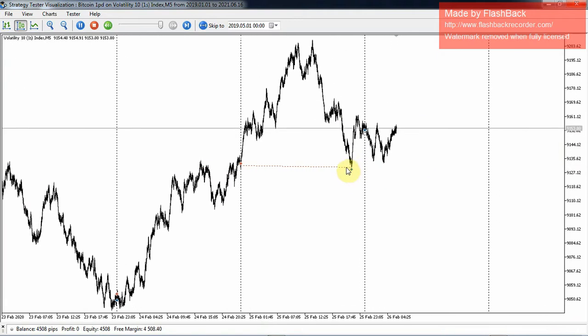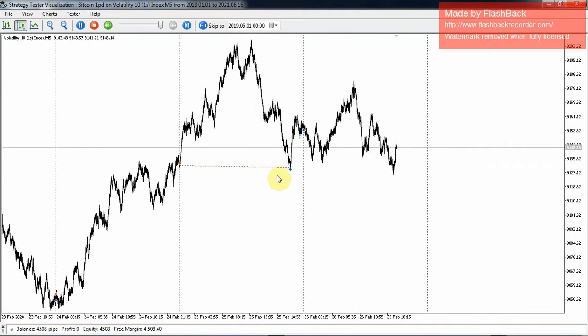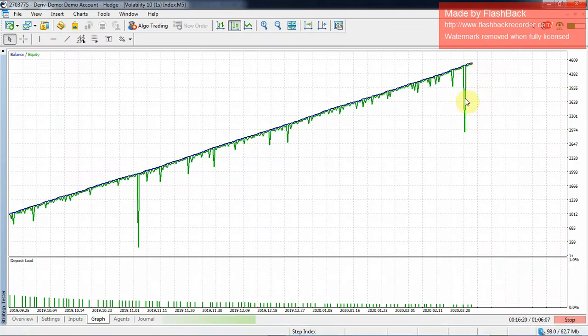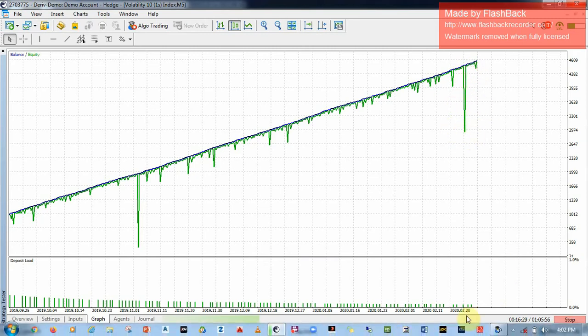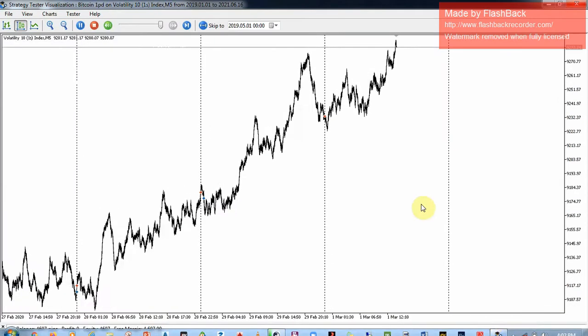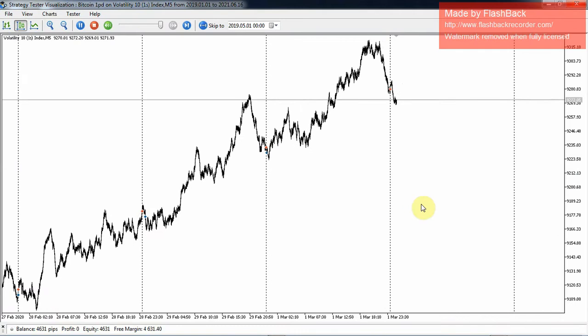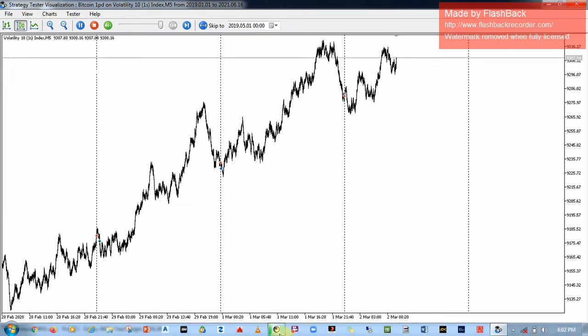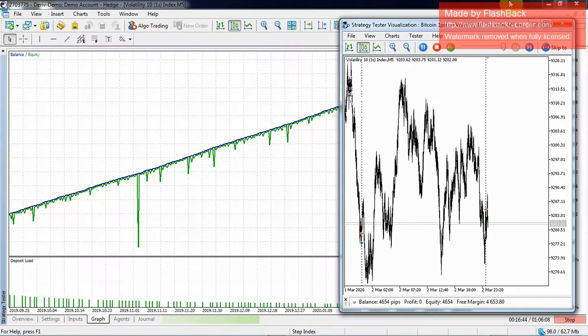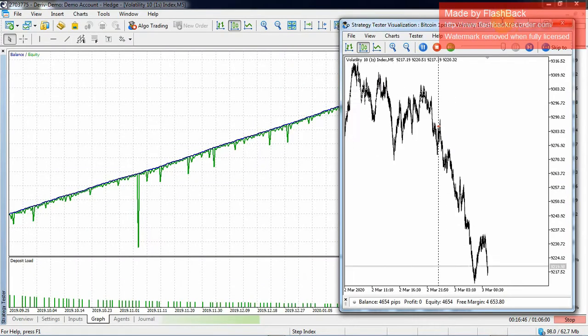That's a huge drawdown there. It's the reason we're using small lot sizes to survive such spikes. If you're not using a small lot size, you would have been taken out by that drawdown there.